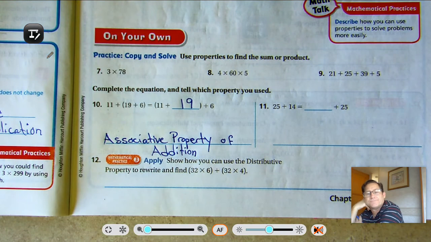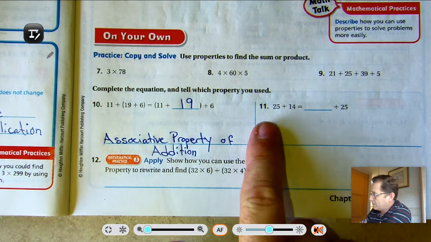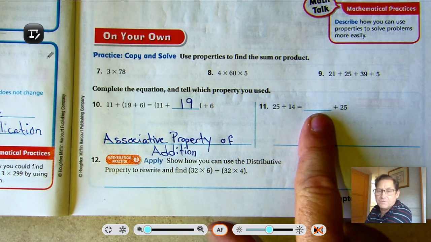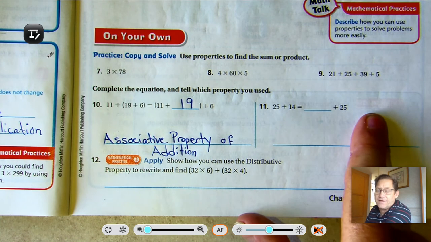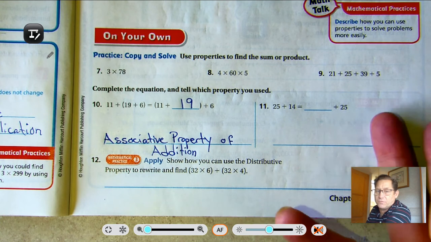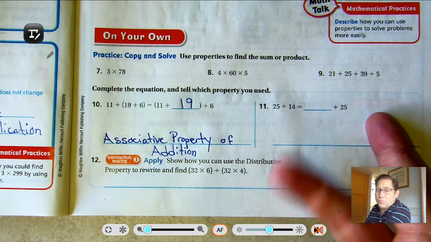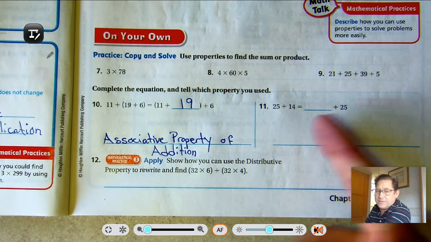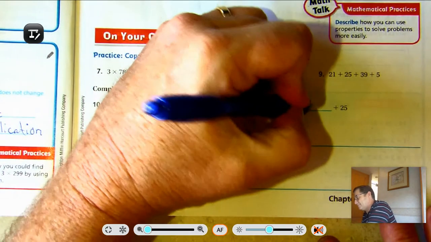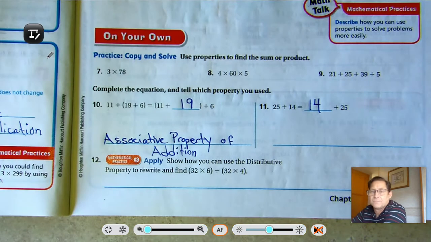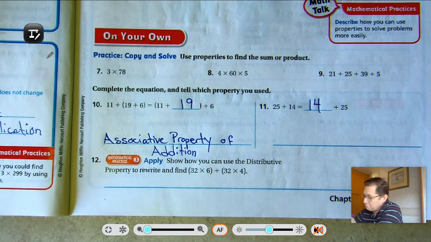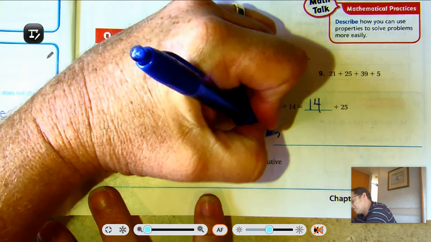All right, number 11, we have the sum of 25 and 14 on one side, and on the other side, we have some number plus 25. Well, in order for these to be equal, there's only 2 add-ins on the left-hand side, and one of them is the 25 on the right-hand side, so the other one's got to be the 14. So what property allows you to switch the order? The commutative property.